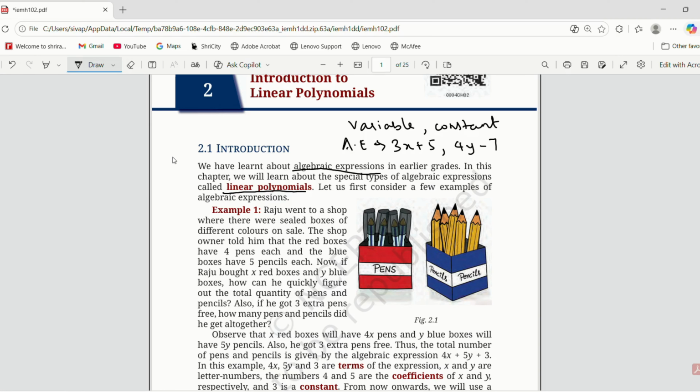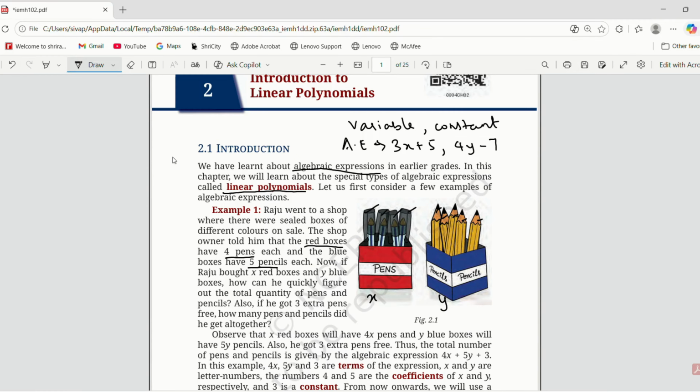So basically, what they have given is the shop owner told him that the red boxes have 4 pens each and the blue boxes have 5 pencils each. As they are given in the picture, we can see there are 4 pens and also 5 pencils. So he is saying that he bought x red boxes and y blue boxes. We don't know the number, it can be 1 or 2 or 3, and also this can be 1 or 2 or 3. Okay, so depending upon this x and y concept, we have to quickly find out the total quantity of pen and pencil he is having. And one more thing is, they've mentioned that he got 3 extra pens free.